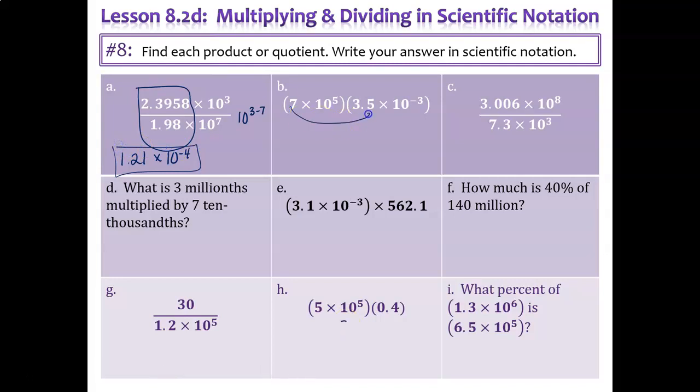All right, let's group the first 2 together. So I have 7 times 3.5. And then I have 10 to the 5th times 10 to the negative 3rd. So 7 times 3.5 is 24 and 45/100ths. And when we're multiplying powers with the same base, we're going to add the exponents. So this ends up being 10 squared.